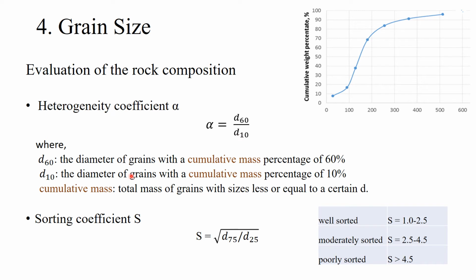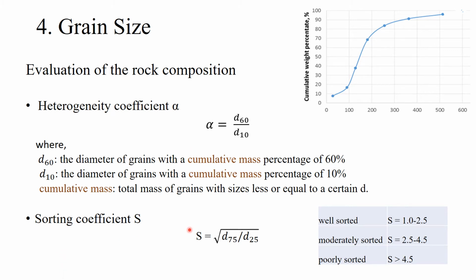What's D60 and D10? It's the diameter of grains with a cumulative mass percentage of 60%. So for a cumulative mass percent of 60%, you go at 60, you hit the curve, you go down, you see what the diameter is, and this is D60. You do the same at 10, you go at 10, hit the curve, go down, and figure out what the diameter or D10 is, and now you have your heterogeneity coefficient.